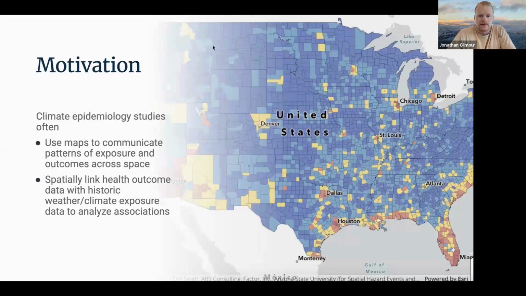Okay, so why are we here today? Climate epidemiology studies often use maps to communicate patterns of exposure and outcomes across space. So what we're trying to do with these visualizations is link outcome data with weather and climate exposures to analyze associations. And you've undoubtedly seen maps used to communicate data. Any map is communicating data.